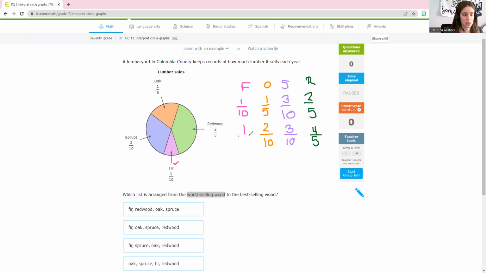We can see that this does match up with what my eyes saw in regards to the sizing of our sectors, and it does go in order from least to greatest, so worst to best. 1, 2, 3, 4 happens to be numerical. So our answer choice is going to be the one that says fig, oak, spruce, and redwood. Or fir, sorry, it's fir. So here we go, fir, oak, spruce, and redwood.